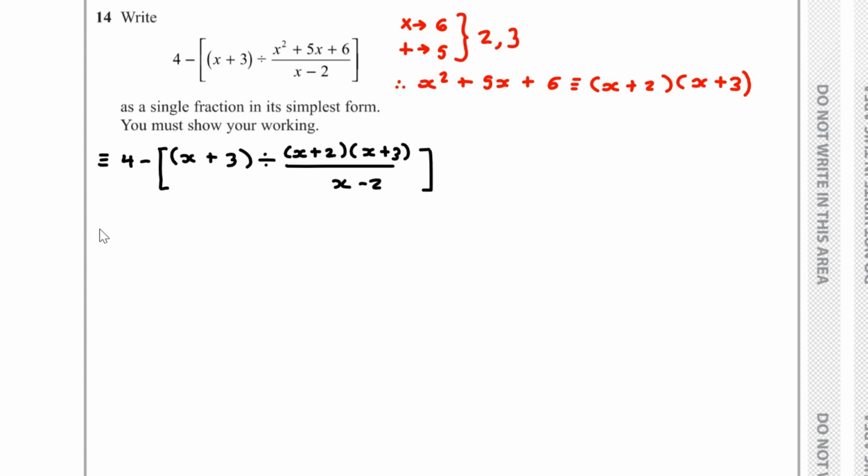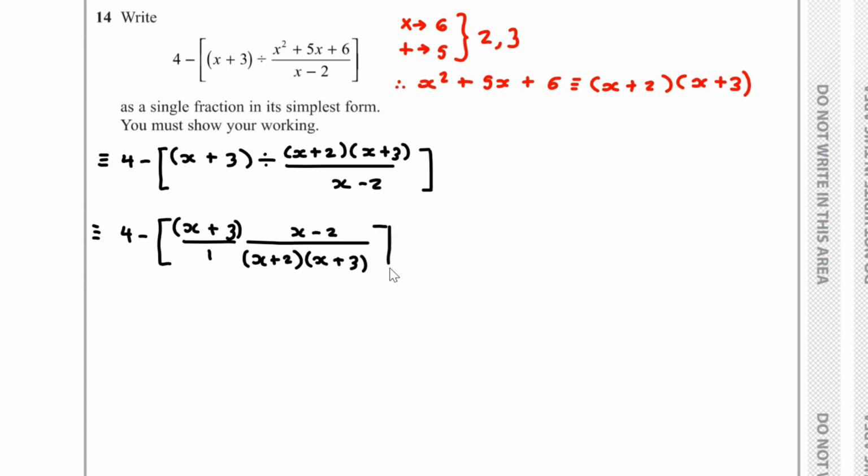So we have here 4 minus, now again we've got the square brackets, we've got here x plus 3, which I'm going to rewrite as x plus 3 over 1, and then we're going to multiply. Now here, of course, when we divide fractions, we keep the first fraction, we change the divide to a times, and then we flip the second fraction. So here we've got x plus 2 lots of x plus 3. And on the top we've got x minus 2. Okay, so this is what we've got here.